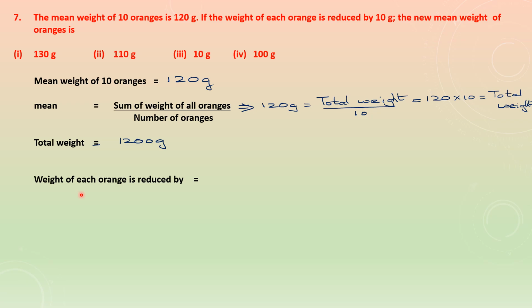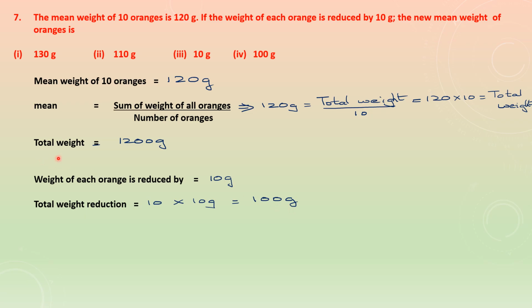Now the weight of each orange is reduced by 10 grams. That means the total weight reduction. There are 10 oranges. Each orange is reduced by 10 grams. So the total weight reduction is 100 grams. That means this is the total weight initially. Now it has reduced by 100 grams.